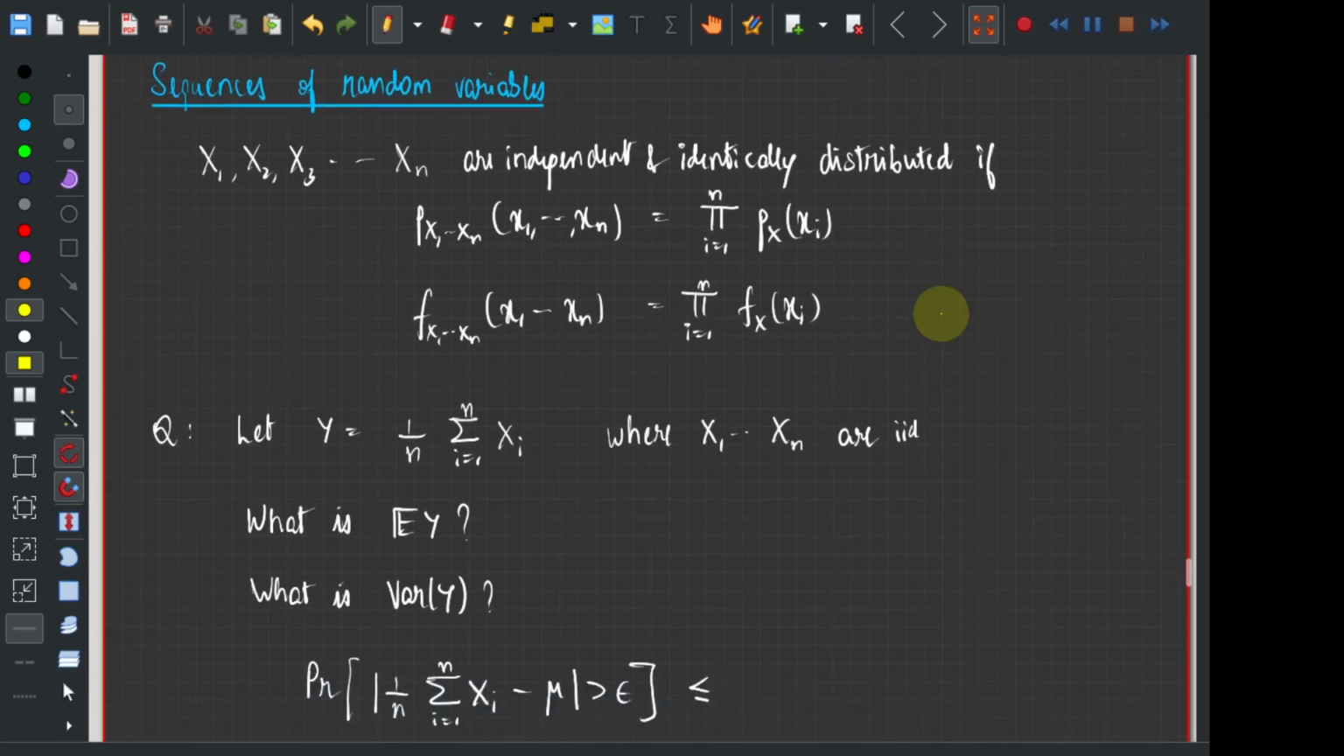At least for now, we'll focus on sequences of random variables which are independent and identically distributed. So I have x1, x2, x3 up to xn. Each xi has either a PMF px or a PDF fx. They're all identically distributed, and the joint distribution of x1 through xn is simply equal to the product of the marginals. If this happens, then we say that these random variables are independent and identically distributed.